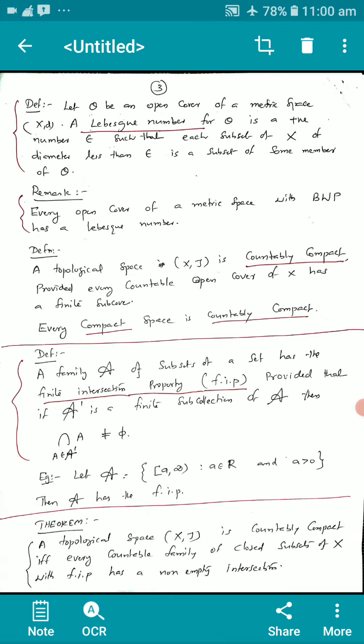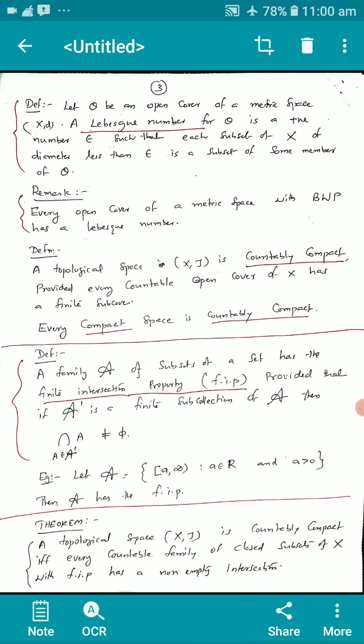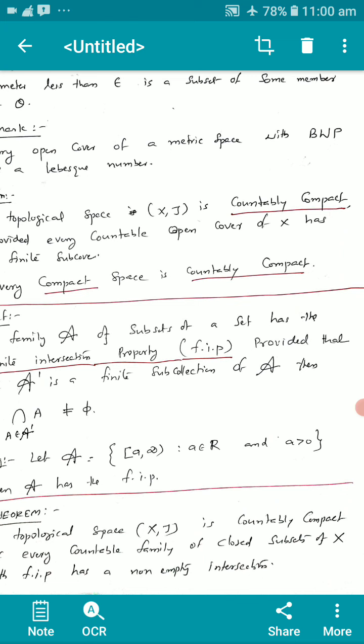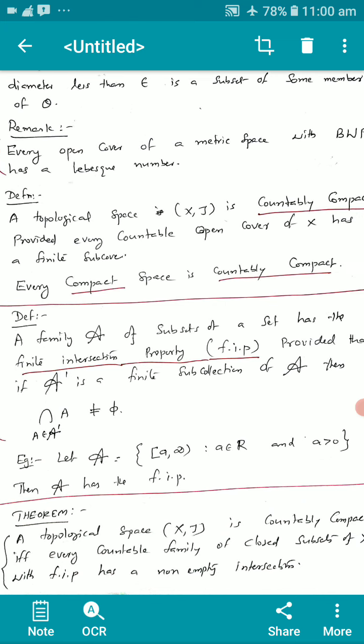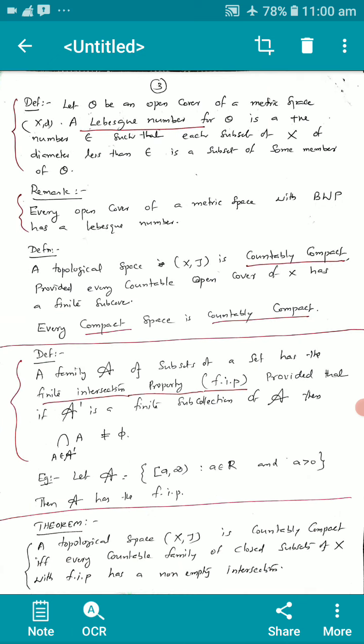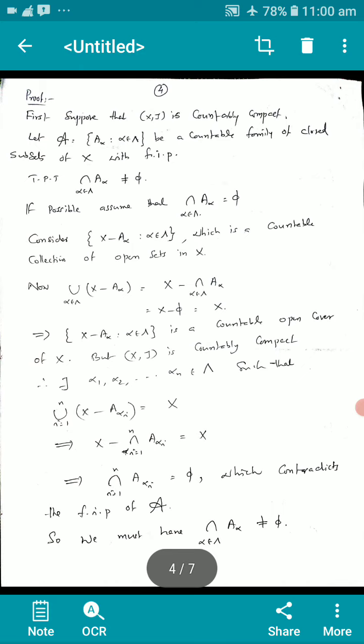Clearly it follows. Next theorem, statement: a topological space X is countably compact if and only if every countable family of closed subsets of X with the finite intersection property has a non-empty intersection. It's an important theorem. You can go through the proof for it.